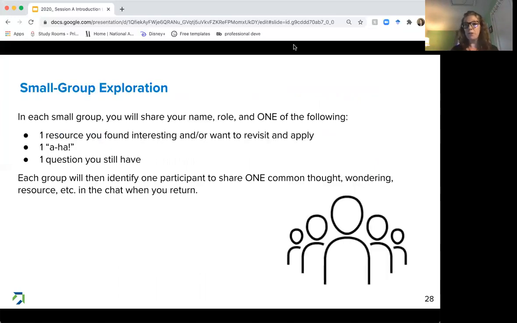We're going to take those strategies, questions, and ahas to the next part of the session, which is small group exploration. So in this case, TLA would facilitate small breakout groups where we'd have individuals share information about themselves to build a little bit of connection, and then to share out their resource, their aha, or their question, and have a common conversation about what patterns emerged or ideas they're having. And then each group should arrive by the end of this part of the session with one common thought or wondering that they want to share out.